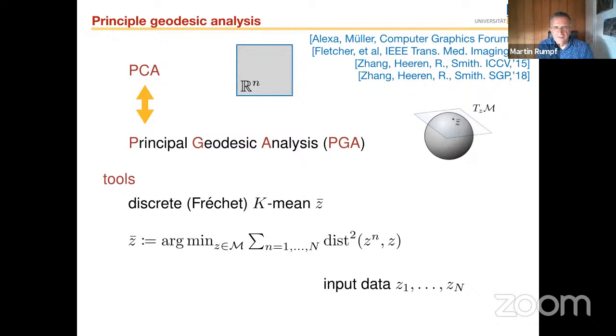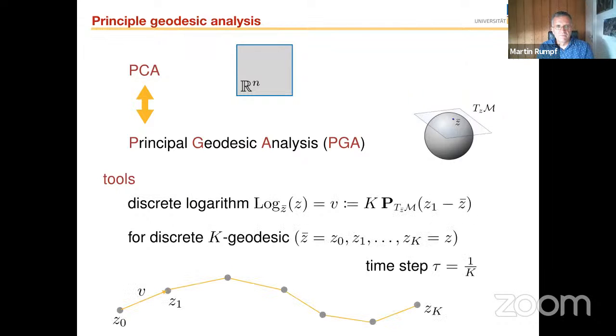The tools required for this: first, we need to compute a generalization of the mean. In this context, the mean on Riemannian manifolds, which is the Fréchet mean. We denote this by z bar. And this is computed just as the minimizer of the sum of squared Riemannian distances. And we have these Riemannian distances approximated with our k-geodesics in all directions. So you can think of this as a large spider of chains of springs, and we relax the whole spider. That gives us the discrete Fréchet mean.